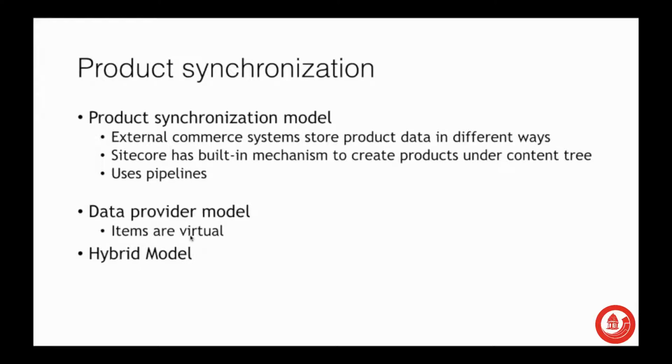Sitecore XC9 uses the data provider model. So if you go into the content tree and look at the products, you will see the products, but they are not actually in Sitecore. And the last one is the hybrid model. It's a combination of the two models above, the product synchronization model and the data provider model. You can combine these two models depending on what suits you, using the product synchronization model in some cases and the data provider model in others.